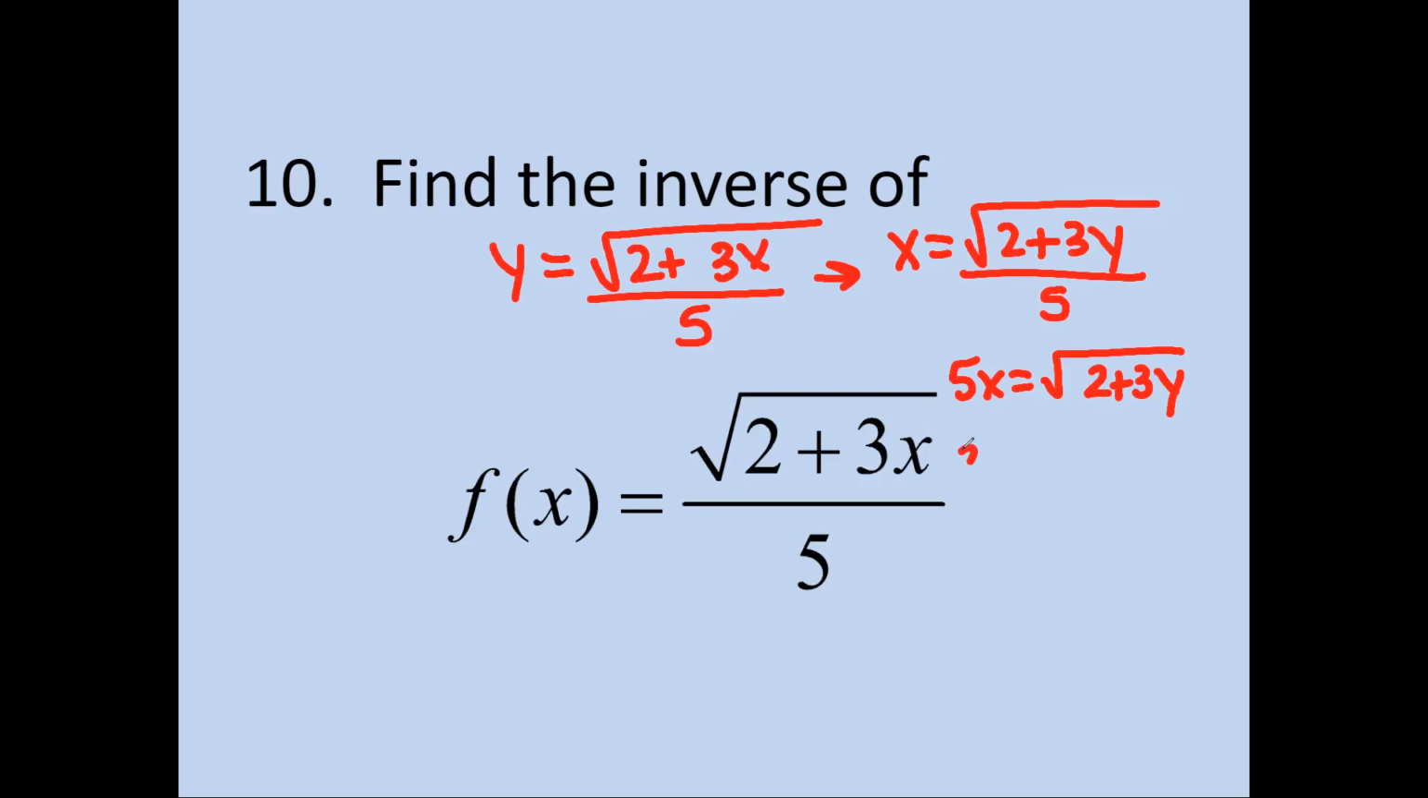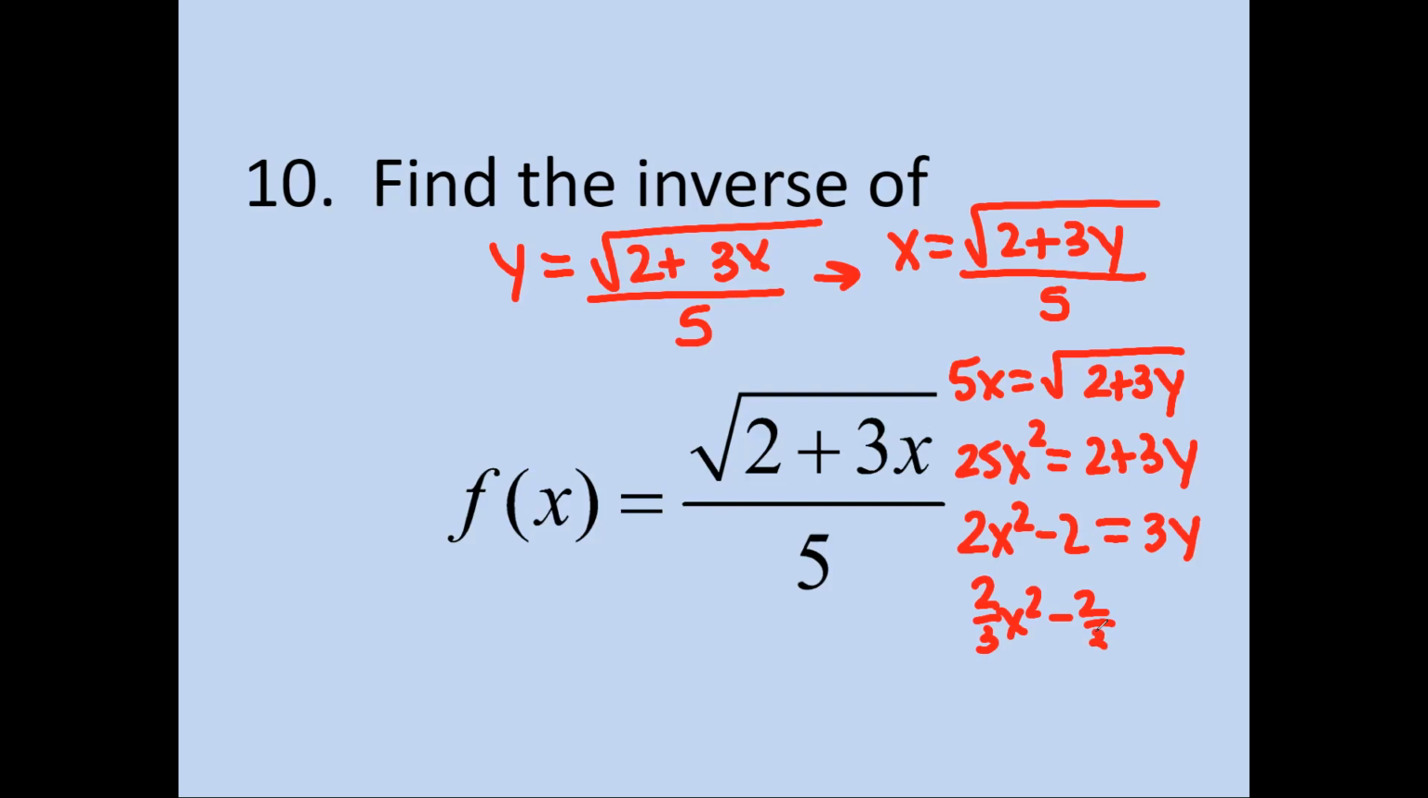I am going to square both sides. So I'm going to get a 25x squared is equal to 2 plus 3y. I'm going to minus 2. And then I'm going to divide by 3. So I'm going to get 25/3 x squared minus 2/3 is equal to y. Now, really, this has a restriction.